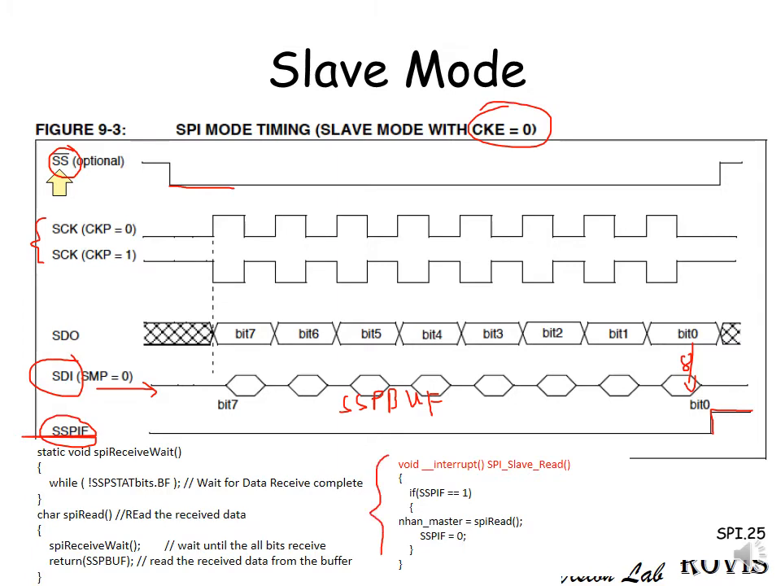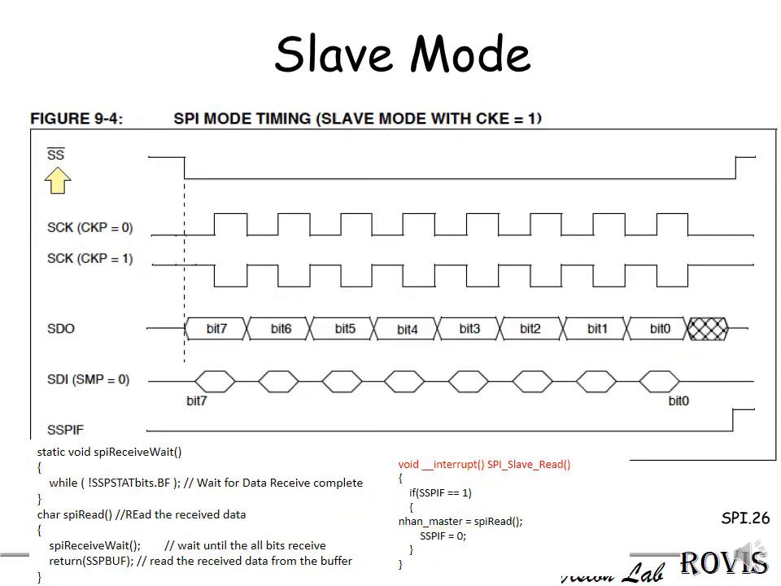if we want to read the data, we can use the interrupt here, and we check this bit, and then we perform the read of the buffer here, the SPI read here. Okay, and after we read the buffer, we set the SSPBF equal to 0 to generate another transmission or another interrupt for reading. And this is similar to the previous slide, just different. It is CKE equal to 1, but we don't care about CKE equal to 1 or 0. We just care about when the interrupt happens, right? Okay.